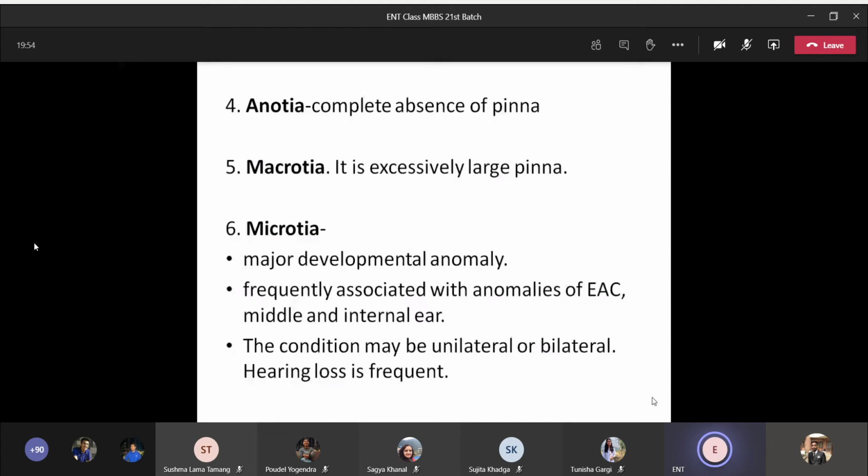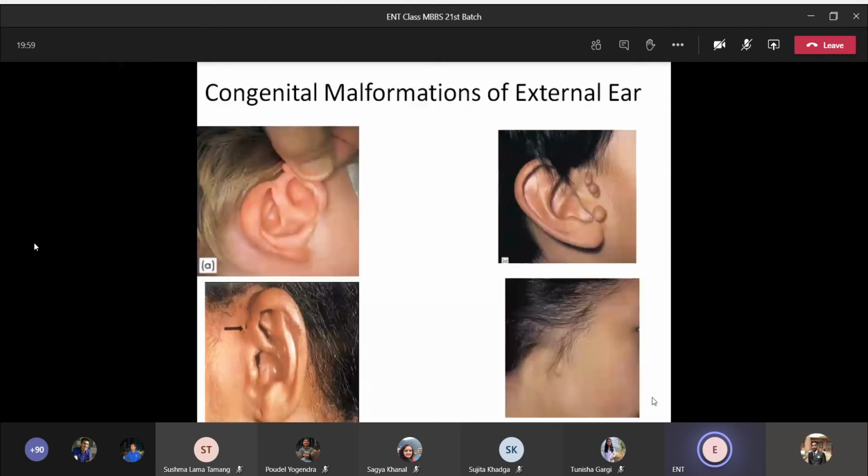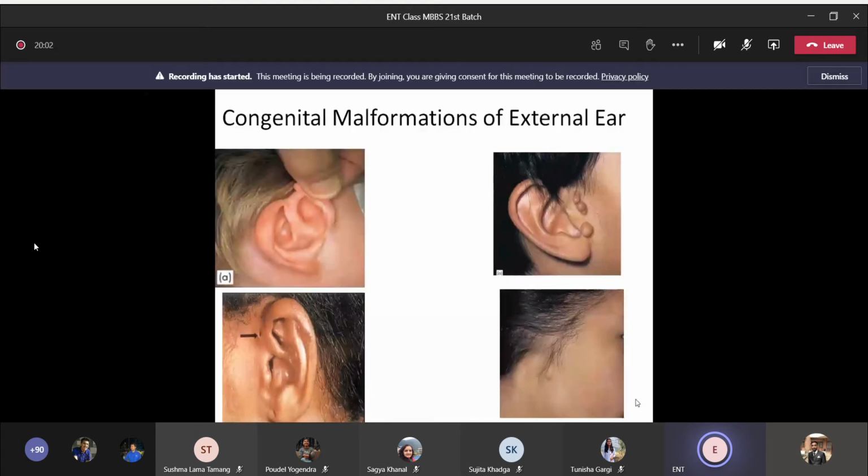So these pictures, you can see, are all developmental anomalies. Preauricular tags, you can see on the right side of the screen, the top one is a preauricular tag. Then below that is complete absence of the pinna, anotia. Preauricular sinus is on the left side, and on the top there is duplication of the pinna. So this is a developmental anomaly where the pinna has not developed properly.